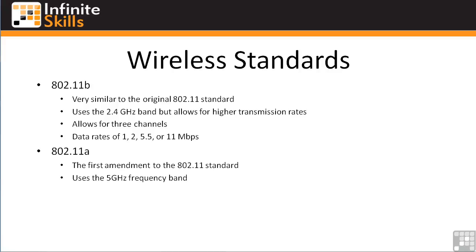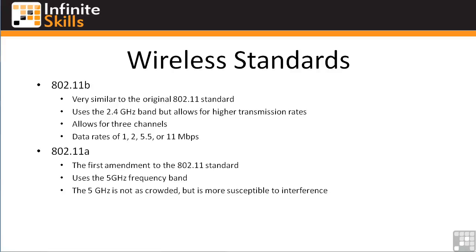802.11a uses the 5 GHz frequency band. Now the 5 GHz frequency band is not nearly as crowded as the 2.4 GHz band. The 2.4 GHz frequency band is used by baby monitors and cordless phones and microwaves and all kinds of interesting radioactive devices, I guess. 5 GHz is not nearly as crowded, but because it is a higher frequency, it's more susceptible to interference. It will get absorbed more easily.